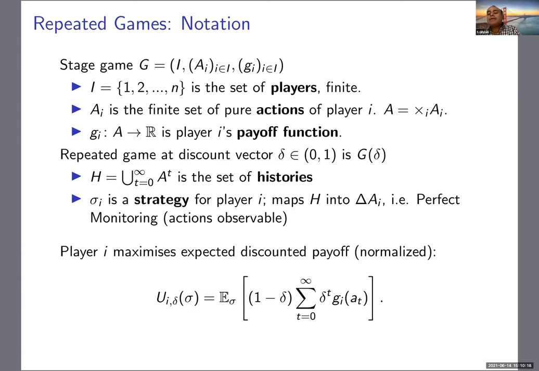What does player i maximize? Player i's maximized payoff is denoted as capital U_i delta of sigma. Sigma is a profile of strategies, and the utility of player i when player i has discount factor delta is that term you see. So G_i(a_t) is the utility at time t, and this is discounted by delta to the power of t, not t minus one, because we are just counting time from zero. It's not important. And it's normalized by 1 minus delta. Again, it's not important, but we're just doing it so that payoffs are comparable across the repeated game and the stage game. So the units are the same. If you get 1 at every point, then you get 1 in the repeated game as well.